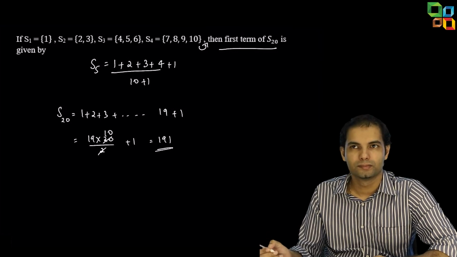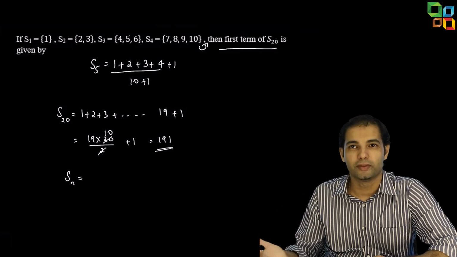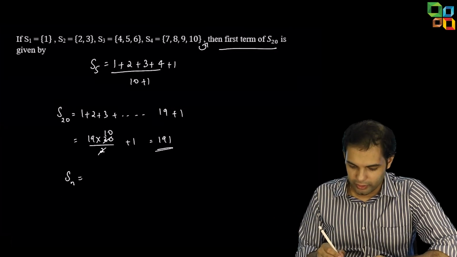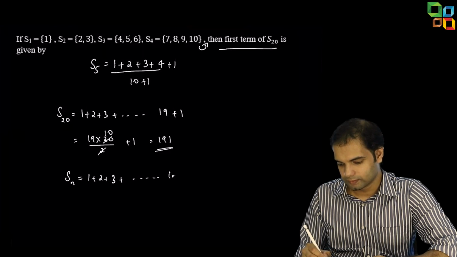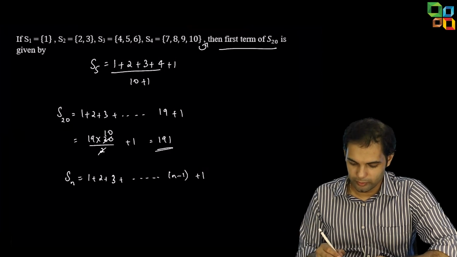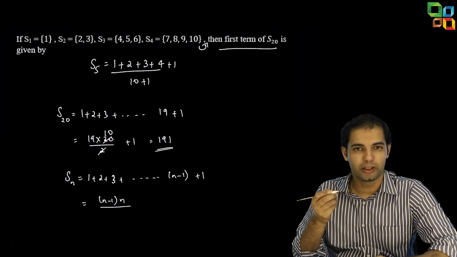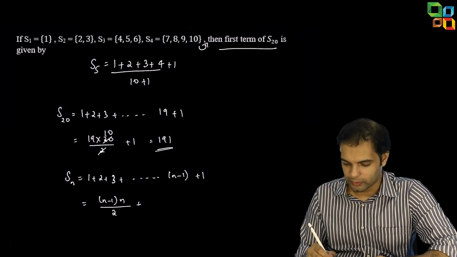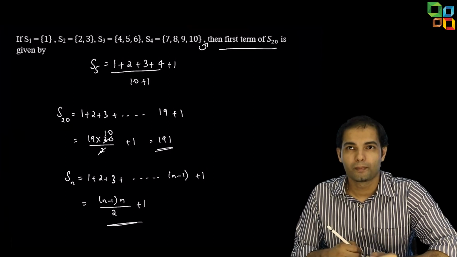You can probably find for Sn also. What is the first term of Sn? We already know how many terms are there, right? So it will be 1 plus 2 plus 3 up to n minus 1, plus 1. Isn't it? It's fixed. So this would be what? n minus 1 into n, because the same formula, n into n plus 1 by 2, so divided by 2 plus 1. This would be the first term of Sn, right? I hope it's clear.